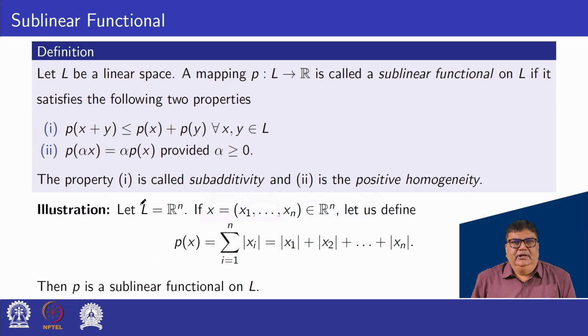For example, let L be equal to Rn. If x equals x1, x2 and so on xn belongs to Rn, let us define Px equal to the summation i equals 1 to n of mod xi, that is, mod x1 plus mod x2 plus and so on mod xn. Then P is a sublinear functional on L. So these two conditions are satisfied.